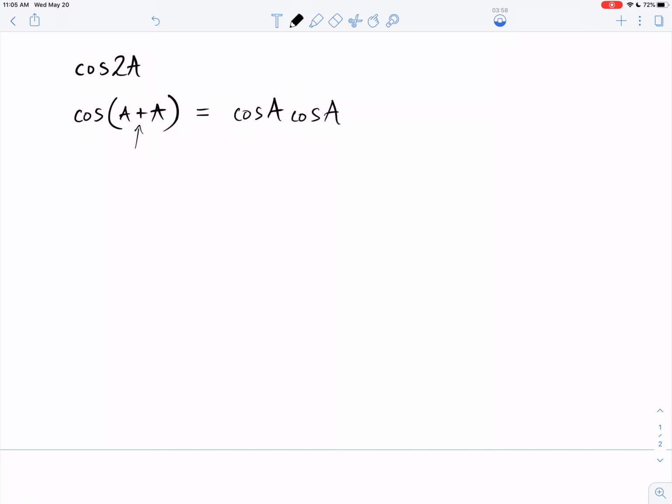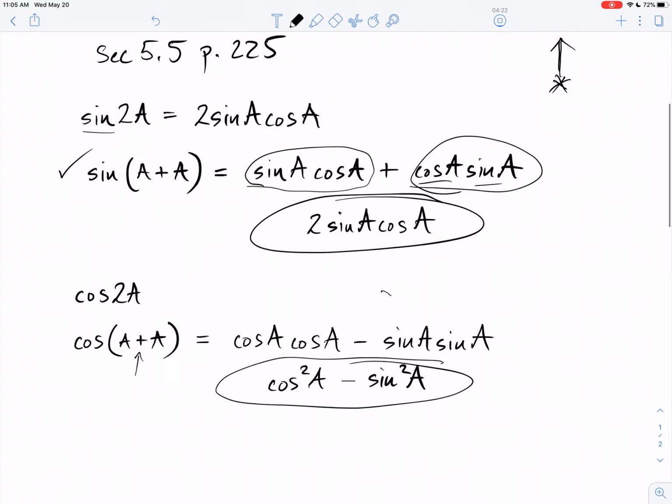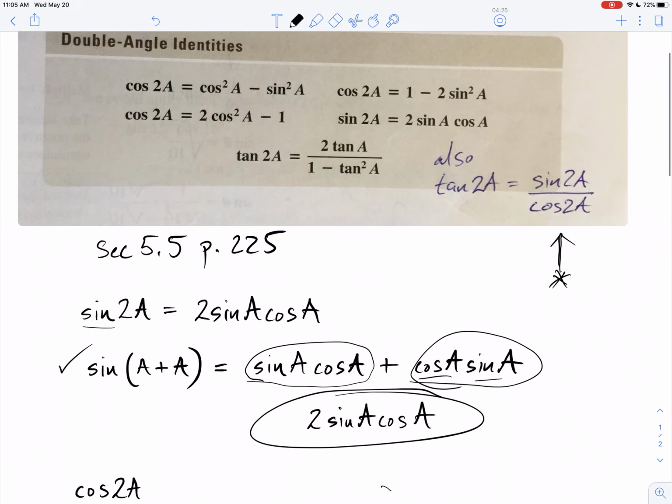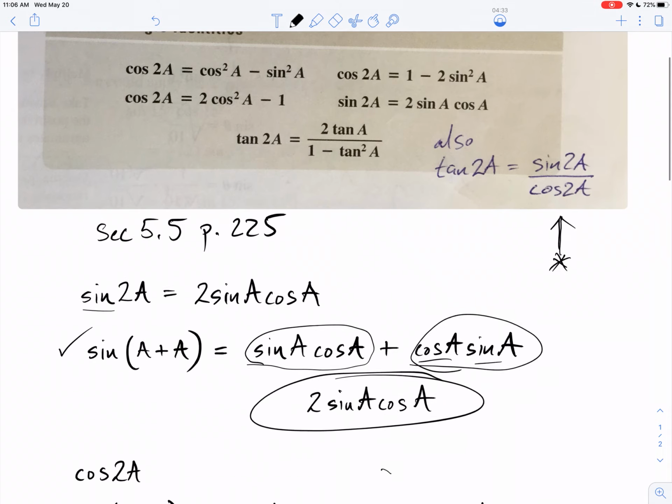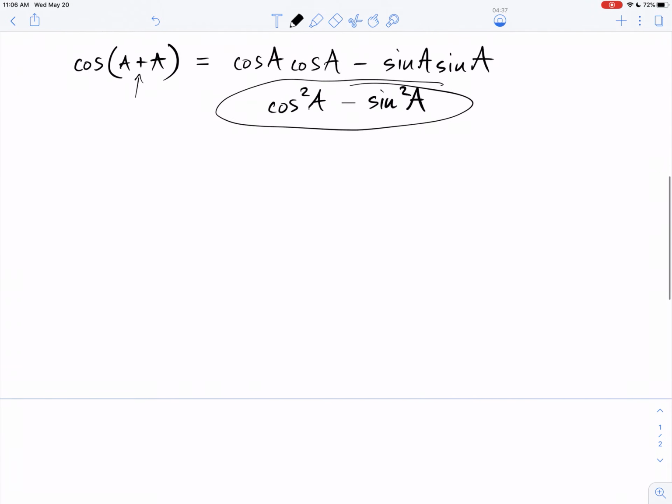In a sum formula for cosine, it's a minus, and then we'd say sine A, sine A. And then you go, oh, well, cosine A times itself is called cosine squared A, minus sine A times itself is sine squared A, and that is the formula they gave you. It's right here. It's the very top left formula. But how did they get the other ones? Well, it's based on something you already know. So always rely on the fact that in trig, you have many different ways to visualize something.